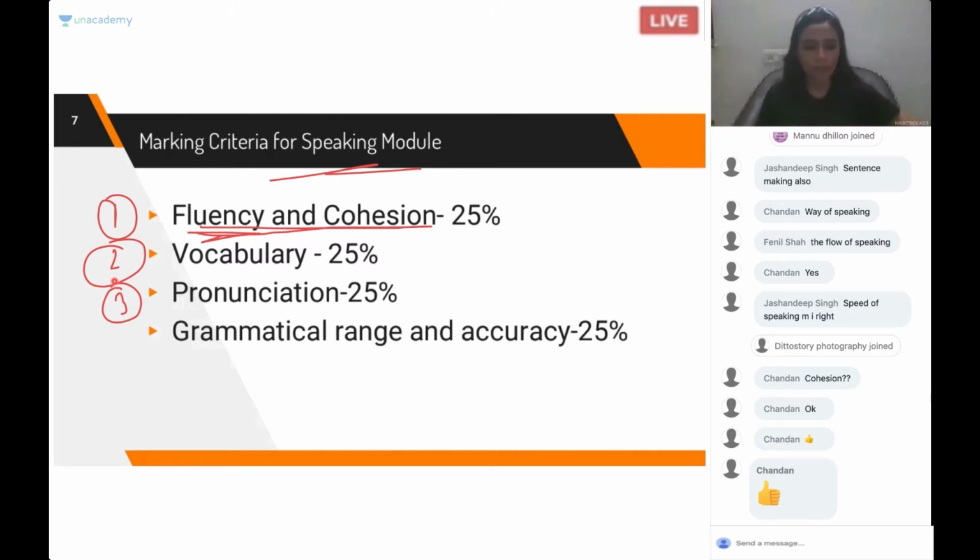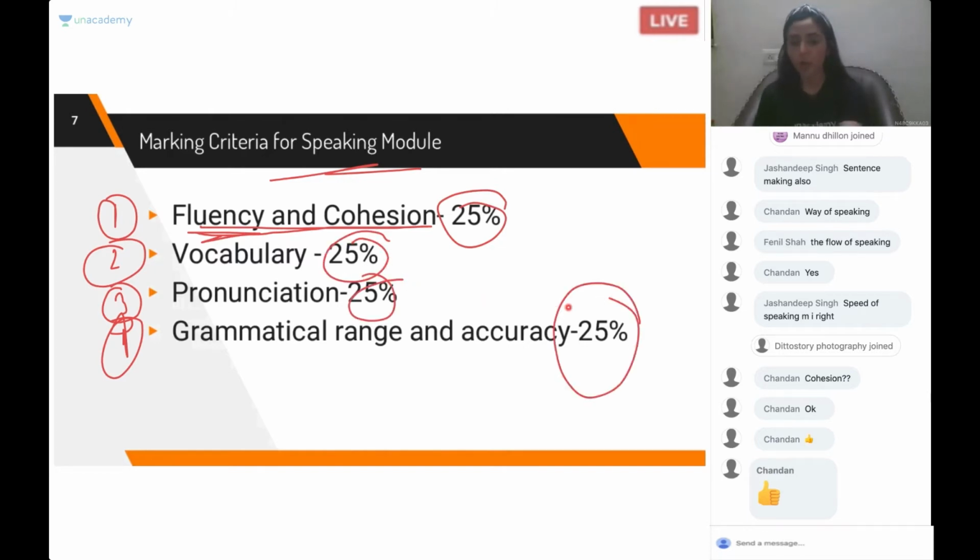And the last one would be grammatical range and accuracy, right? That's definitely a part of your English language, so you need to make sure you're going grammatically correct. So all of the four points carry equal weightage, as you can see. So we need to make sure we're working on all of them.